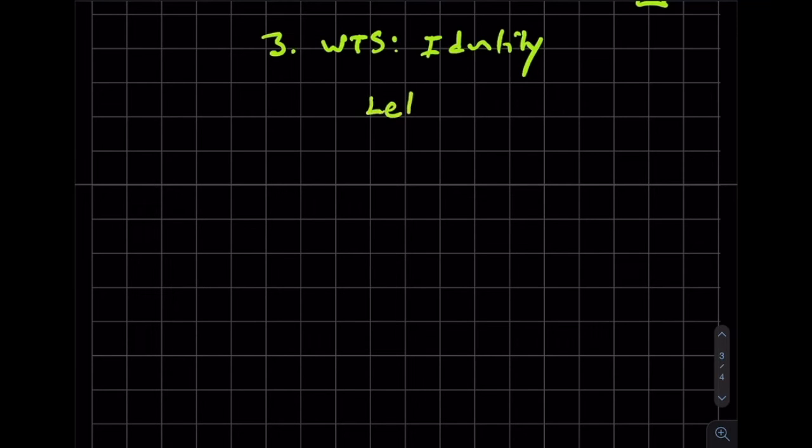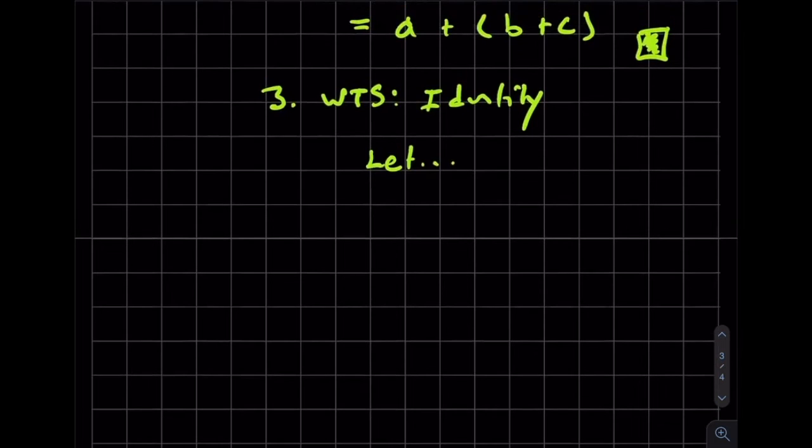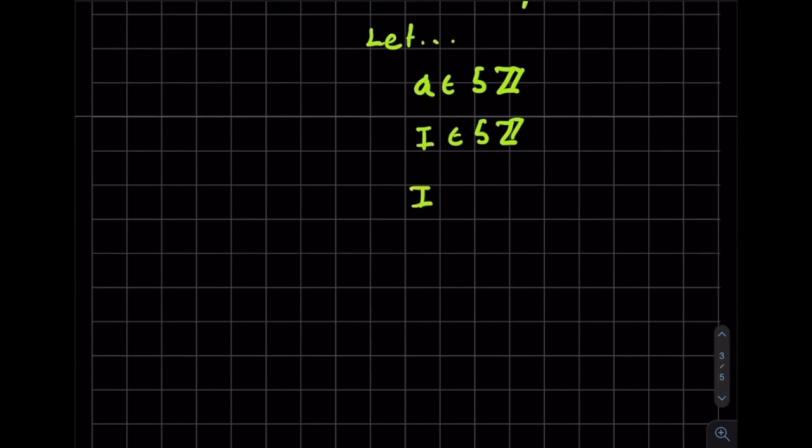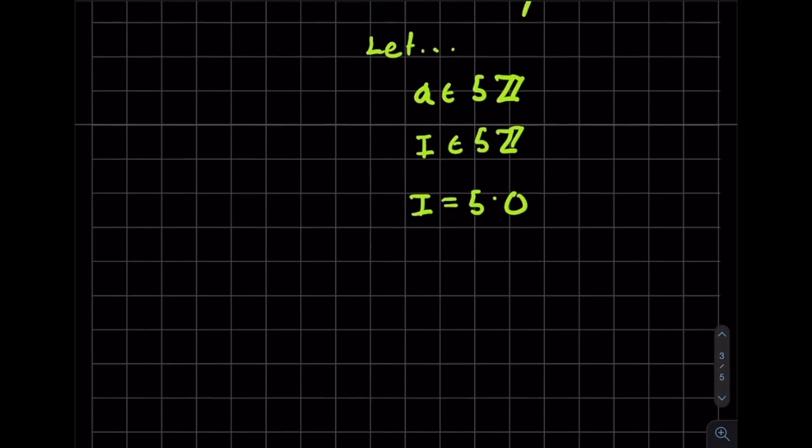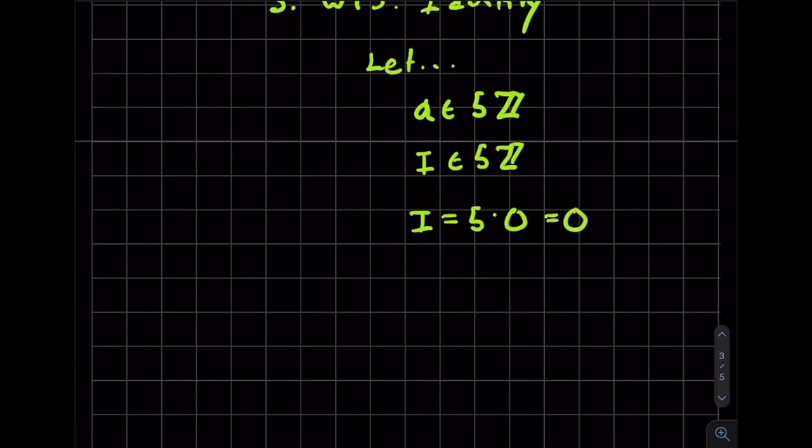Okay, so I'm going to say let. All right, so let, we need some elements to work with here. So I'll say A, B, and C in Z. And here now what I'm going to do is I'm going to say I in 5Z. So this will be our identity. But what I'm going to say is that I equals 5 times 0. So we'll take 0 being the identity of the integers, which really we can shorthand write 0.